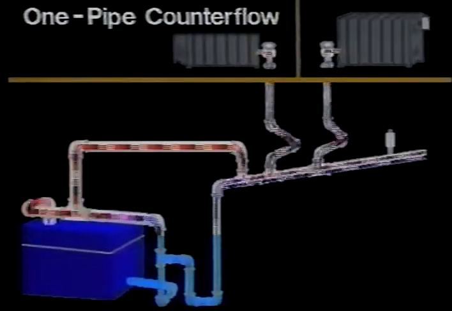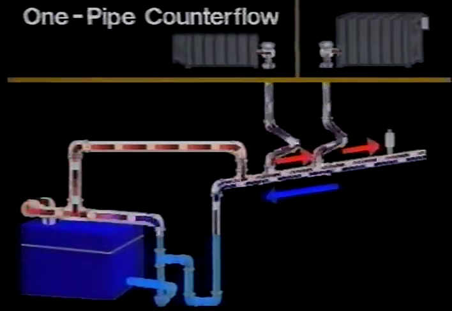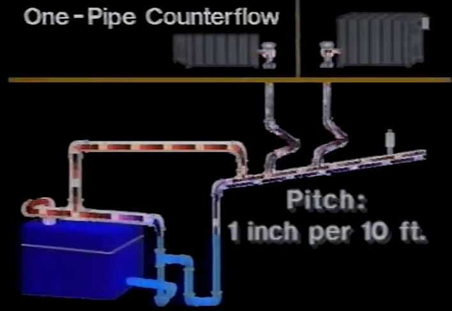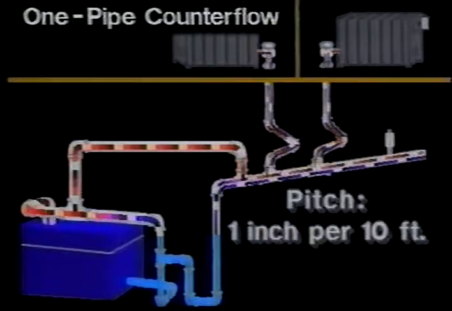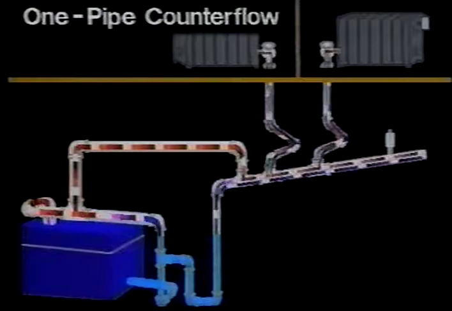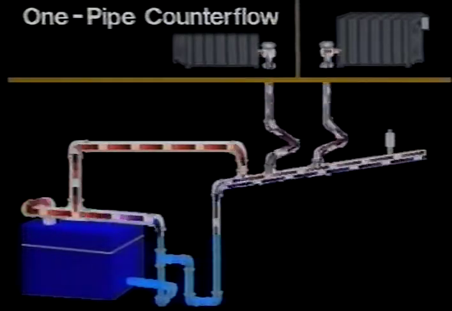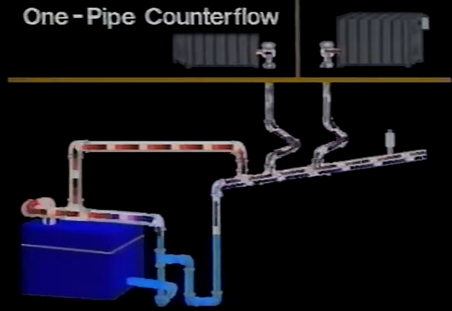This system is known as a one-pipe counterflow, with the condensate flowing in the opposite direction of the steam. This system requires the main to be pitched upwards, away from the boiler, at least 1 inch per 10 feet, or twice the pitch of the one-pipe parallel flow system. Since the main in a one-pipe counterflow system handles both steam and condensate flowing in opposite directions, the main pipe size must be larger as compared to a one-pipe parallel flow system.